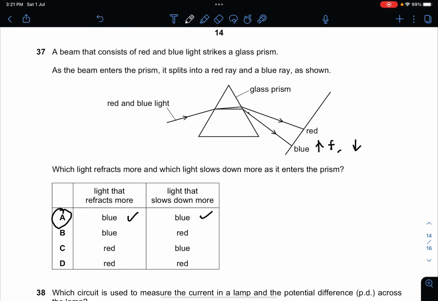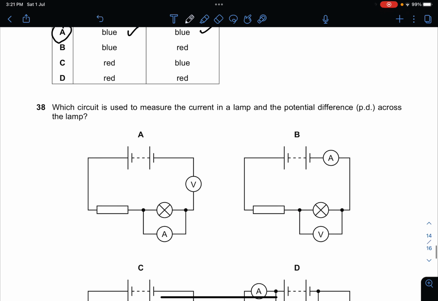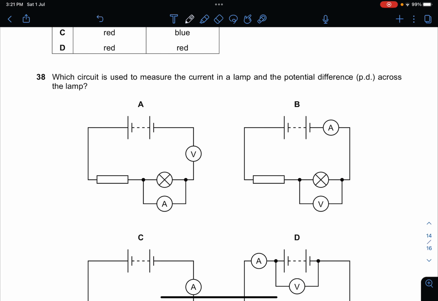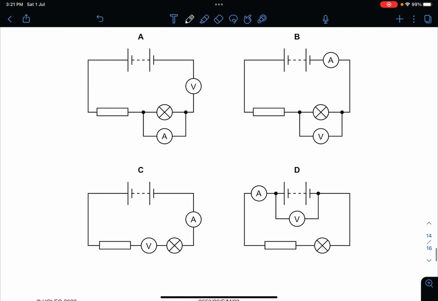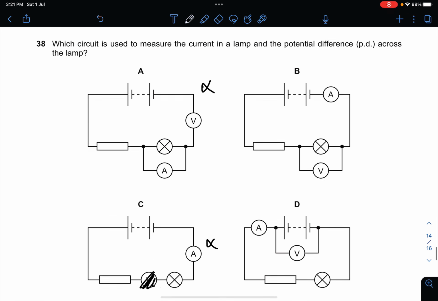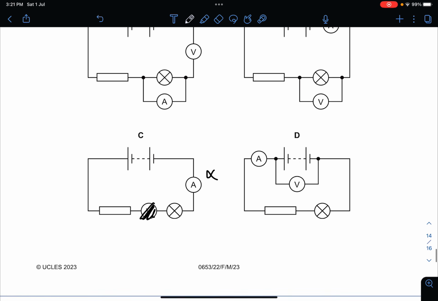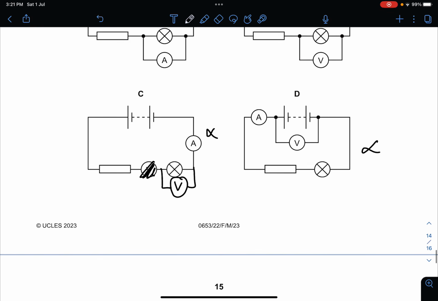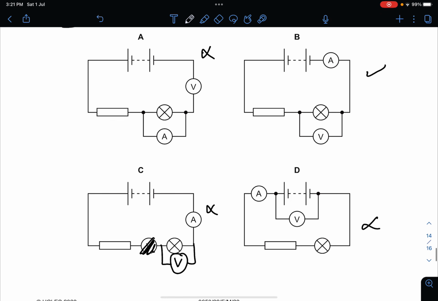A. Okay, which circuit is used to measure the current in the lamp and the potential difference across the lamp? Current is always measured not in a parallel way. Usually it's in the circuit itself. So this definitely cannot. Why? Because you want to measure across the lamp, meaning like this. So this can be rejected immediately. This is definitely rejected, I want to measure the lamp, not the cell. So the answer is B.